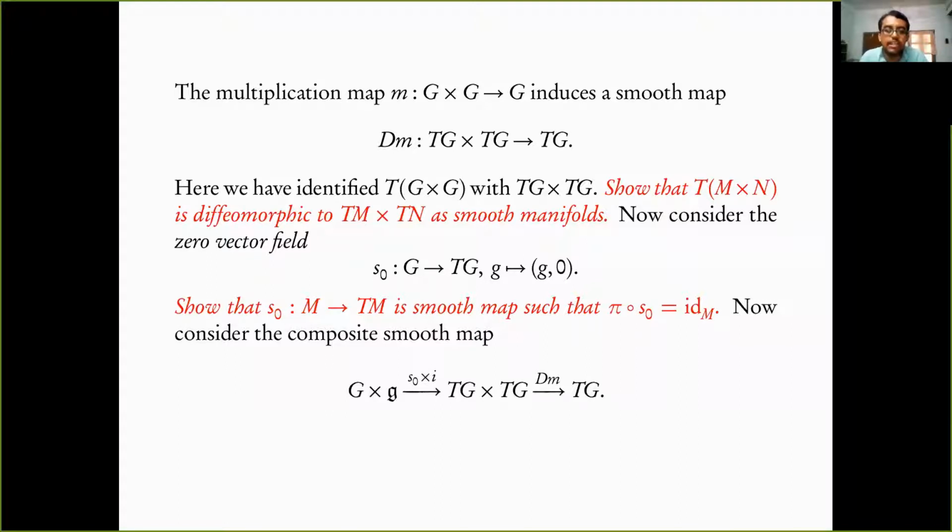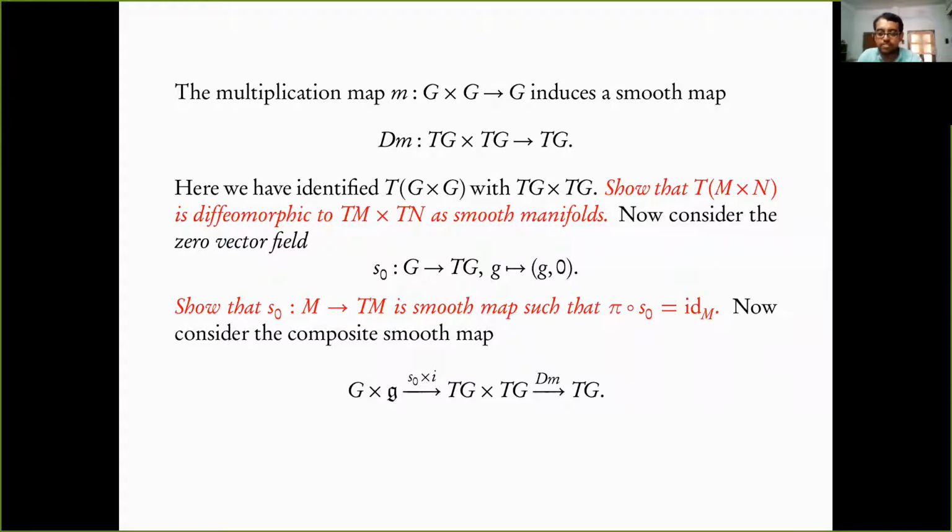So there's an evident inclusion, which is denoted by little i. I hope everybody can see on the slides. The little i denotes the canonical inclusion of the Lie algebra, which is the tangent plane at e, inside the tangent bundle, and s0 is just mapping G by the zero section or the zero vector. And then these two are smooth maps. It's an embedding, and then you compose it with Dm. So that's obviously going to be a smooth map, right?